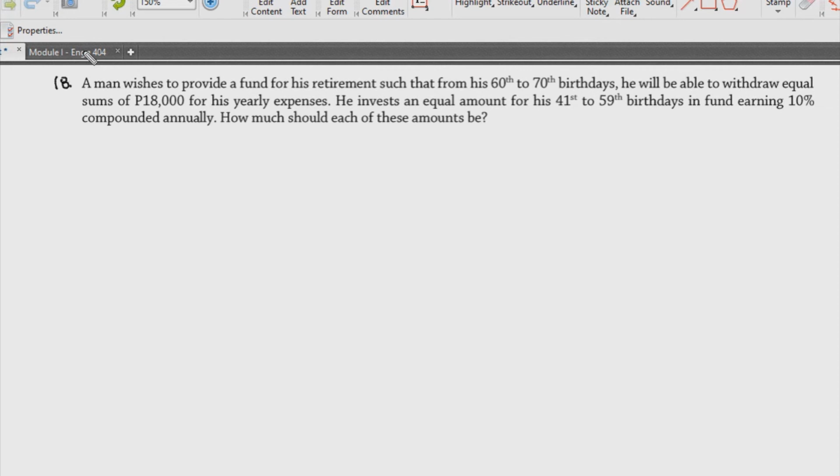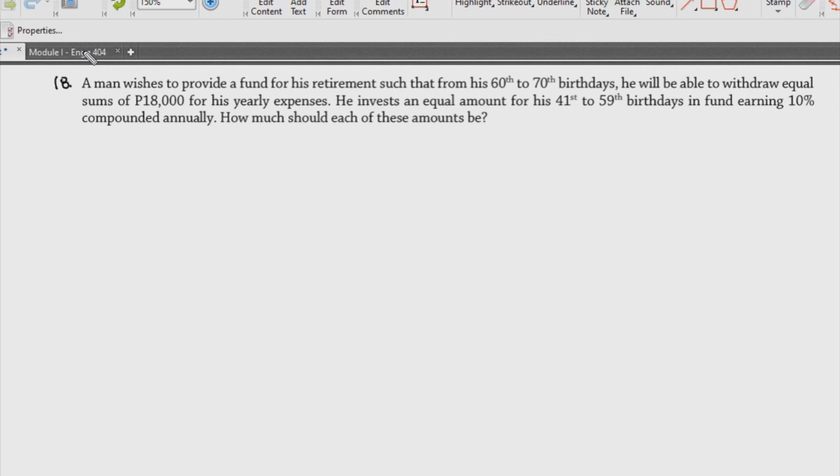So, a man wishes to provide a fund for his retirement such that from his 60th to 70th birthdays, he will be able to withdraw equal sums of 18,000 for his yearly expenses. He invests an equal amount for his 41st to 59th birthdays in fund earning 10% compounded annually. How much should each of these amounts be?